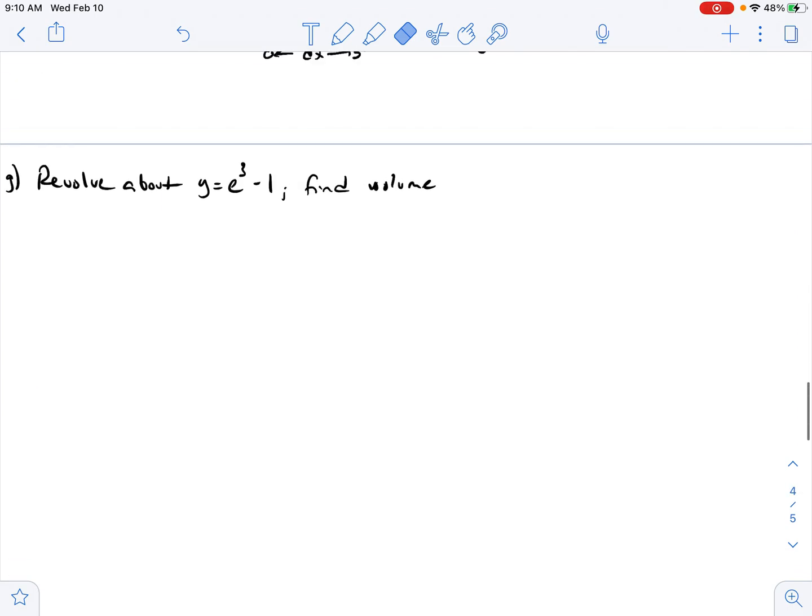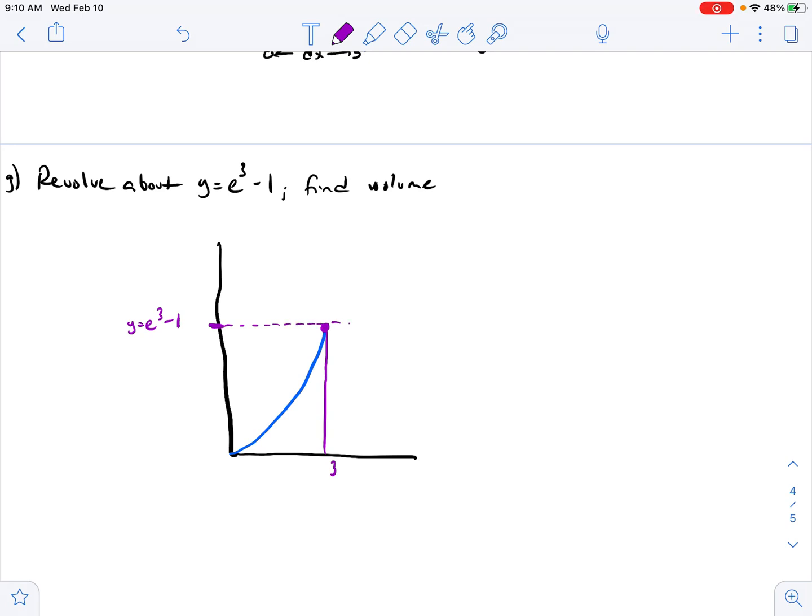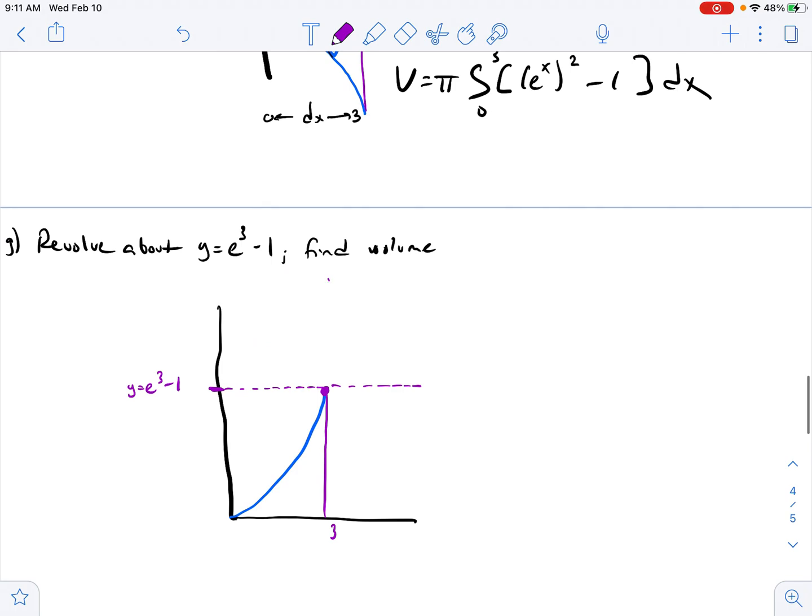Okay, one more example. Revolve the region about y equals e cubed minus 1 and find the volume. Might seem like an odd value, but remember that was really just at the top of this original diagram. So there's that. There's that at 3. And y equals e cubed minus 1 was this point of intersection up here. So the line of rotation is this. And now we're kind of flipping upwards this region.